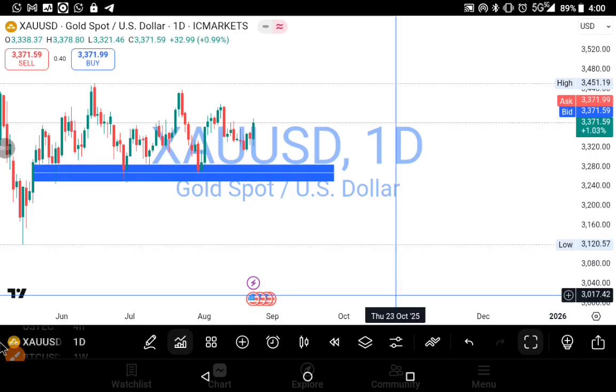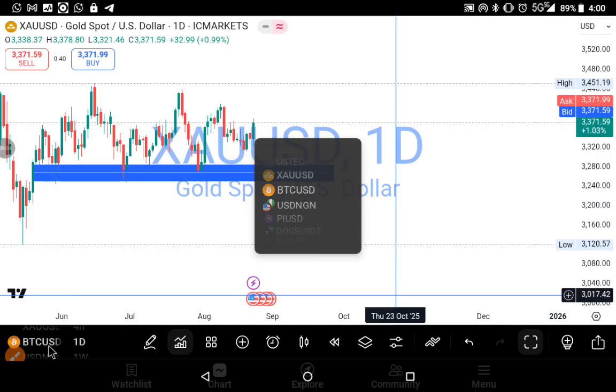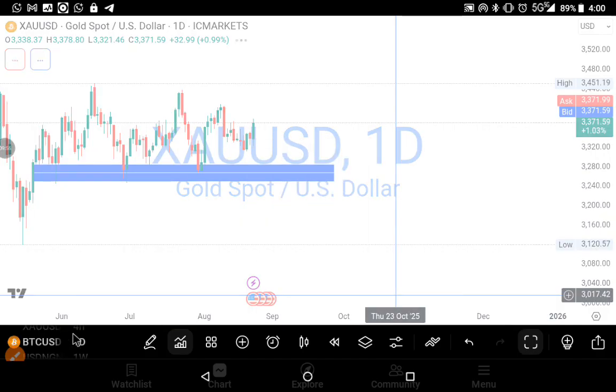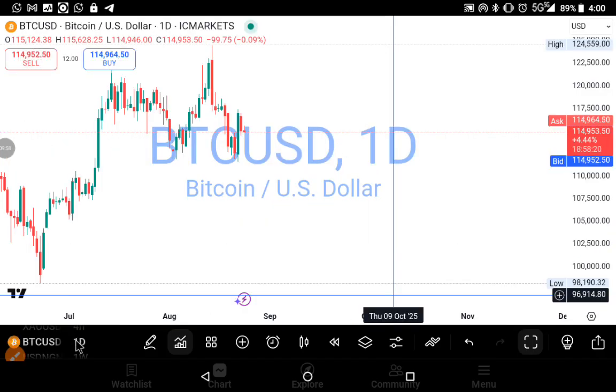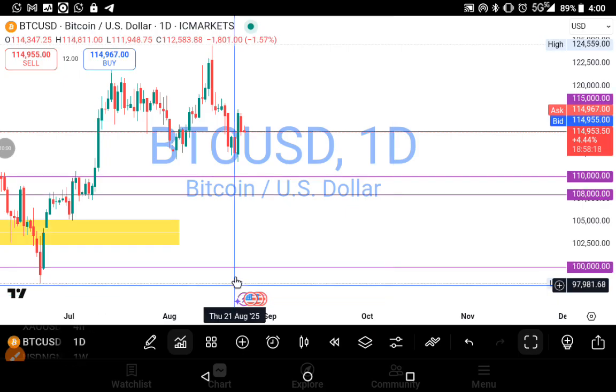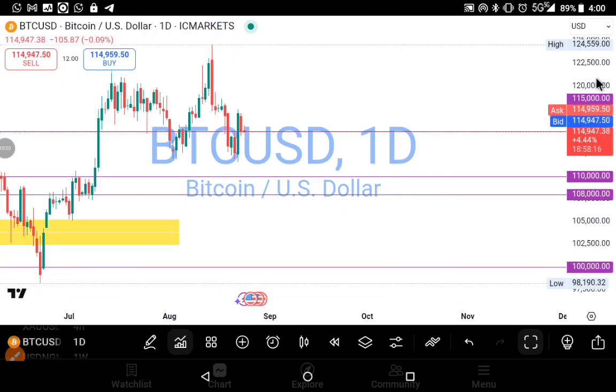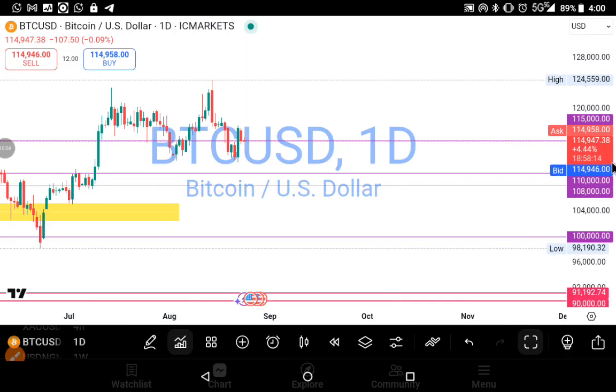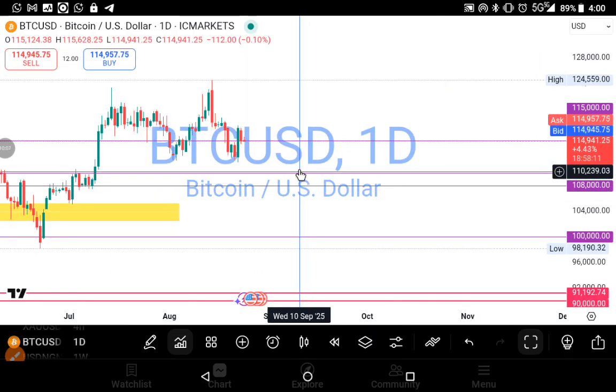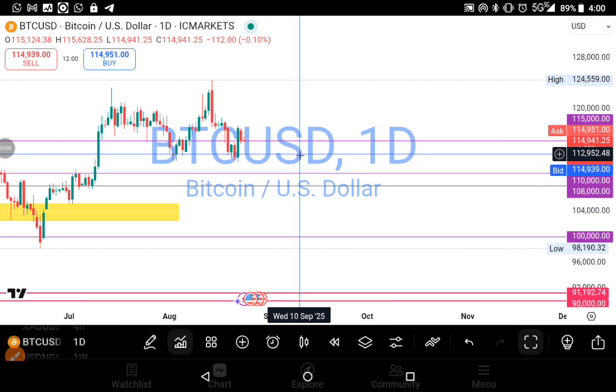Now to the BTC, the last but not the least. I was interested in the level 115,000. Yes, on BTC. So the level 115,000 was taken.